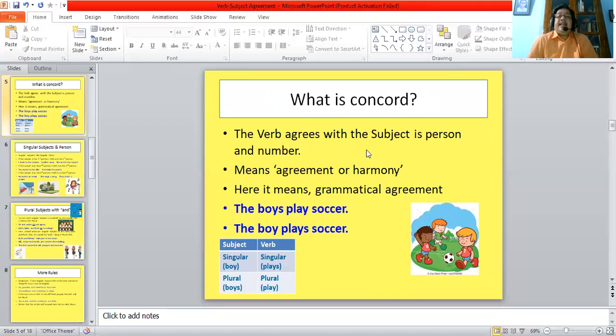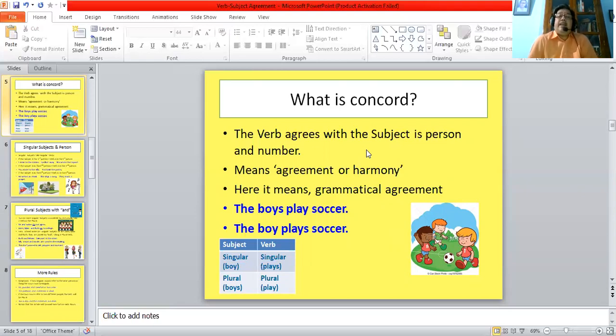Now, what exactly is this verb-subject agreement or concord? To put it very simply, the verb has to agree with the subject, basically in person as well as in number. Now, concord basically means agreement or harmony. Here it means grammatical agreement.